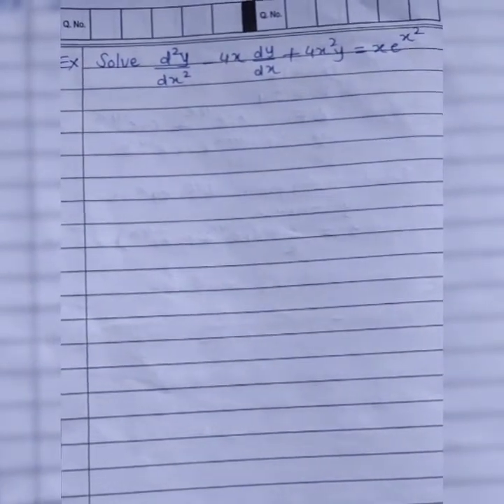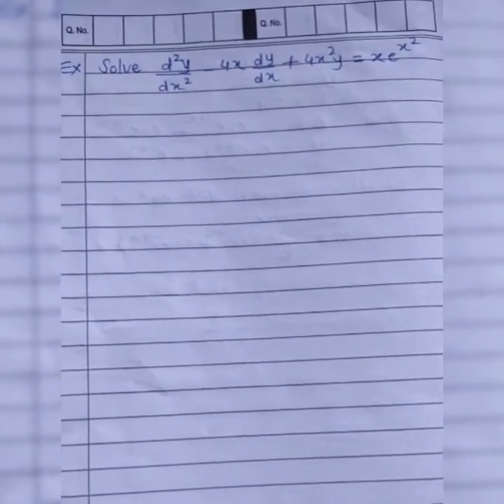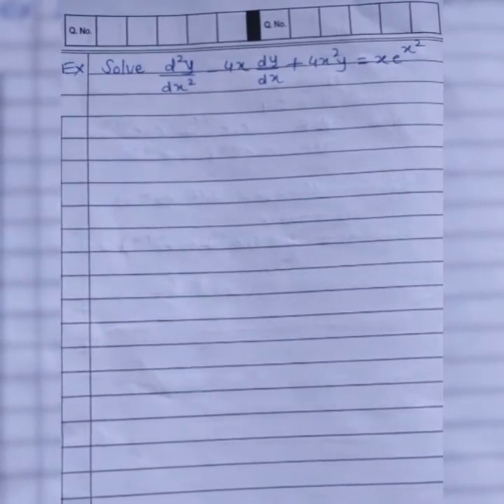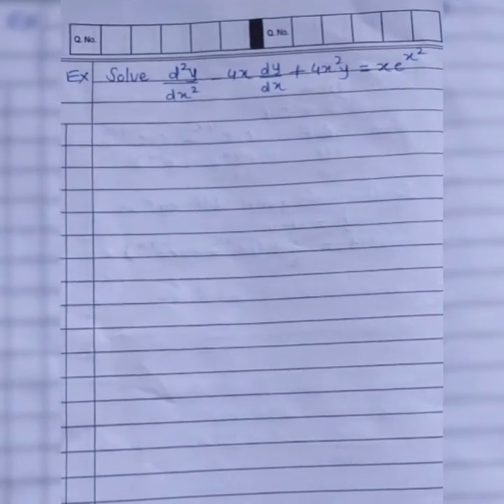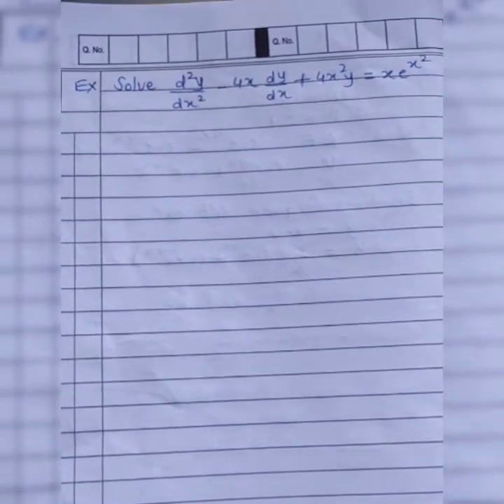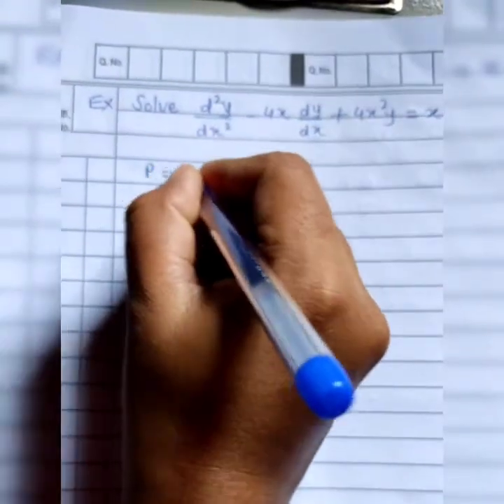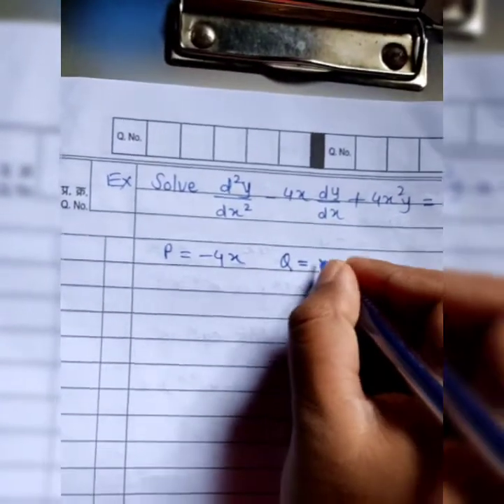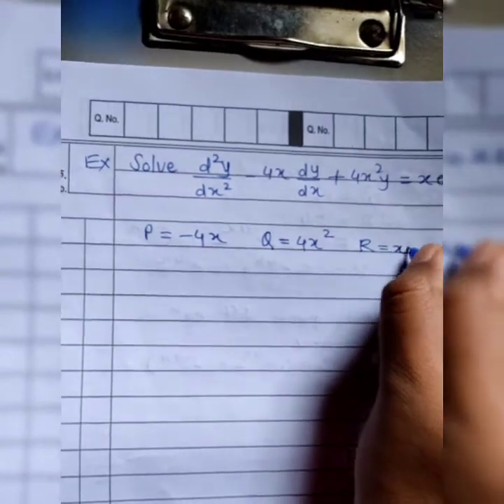first we have to compare this linear equation with the general form of linear differential equation, which is d2y by dx square plus p dy by dx plus qy is equal to r. On comparing with the general form, we get p is equal to minus 4x, q is equal to 4x square and r is equal to x e raised to x square.